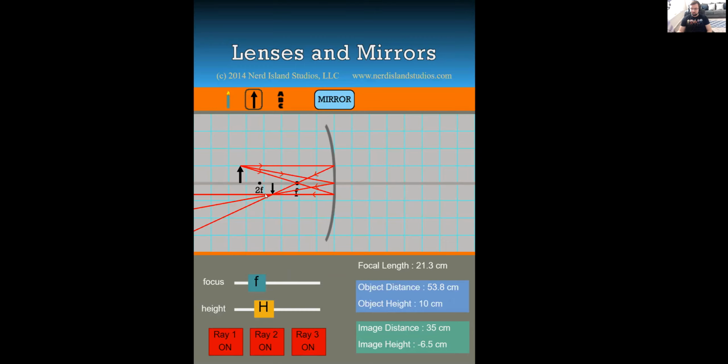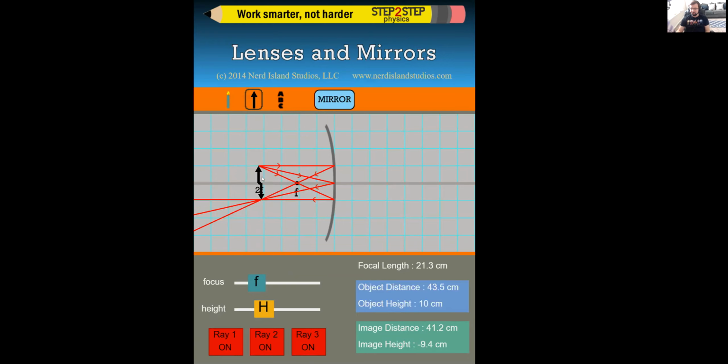Now, looking at these, would you say these are converging or diverging light rays? Hopefully you're thinking converging. If you look at this, the light rays all hit the mirror and they all meet up right here. So we have converging light rays, meaning we produced a real image. So we have a real, inverted, smaller image in this case. And then, of course, you can move it around and mess with it until you have something different.